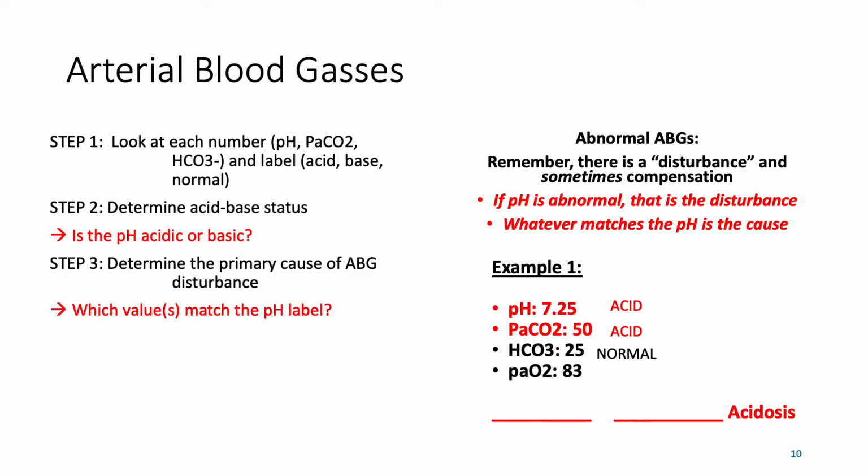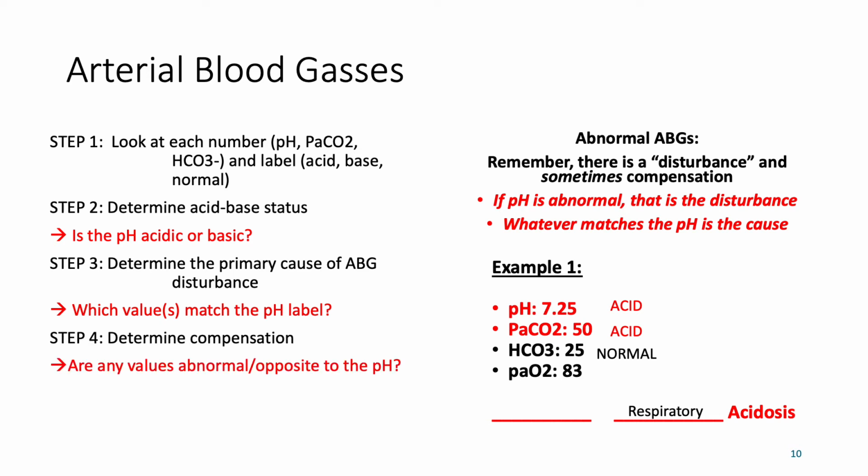Now the next step, who made the blood acidic? Who is at fault? So looking at my labels, I can see that the pH and the CO2 are both labeled as an acid. Now that's what I mean by matching. It really means that I have acidosis because of a respiratory issue, or respiratory acidosis. So there's another part of my correct answer to this problem. I have something, respiratory acidosis.